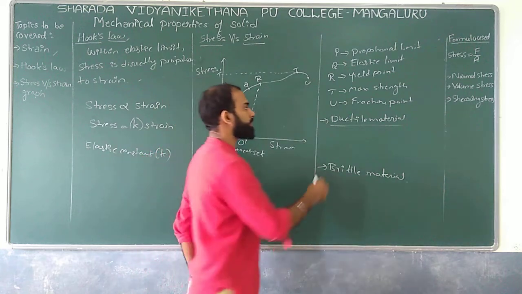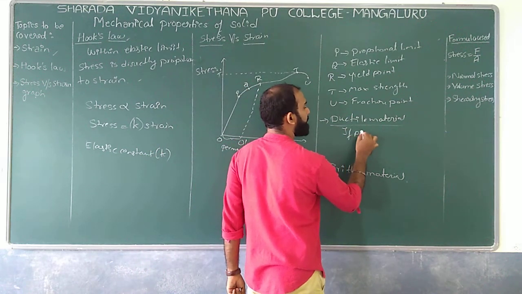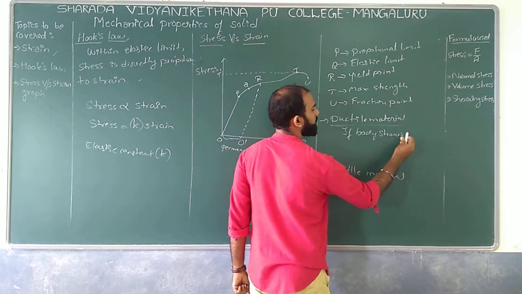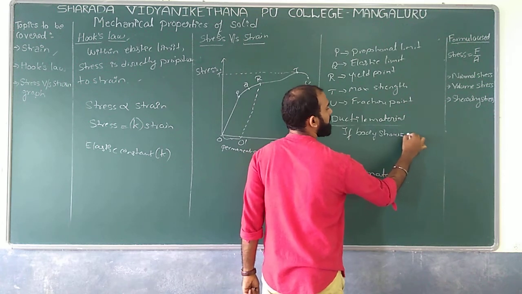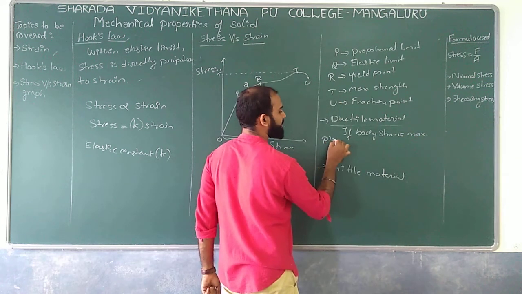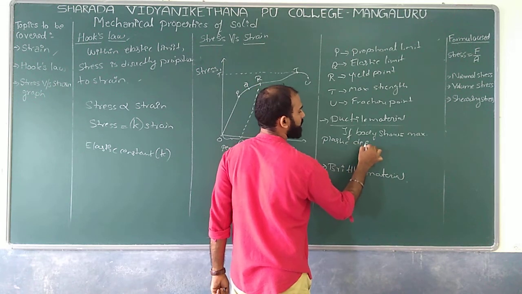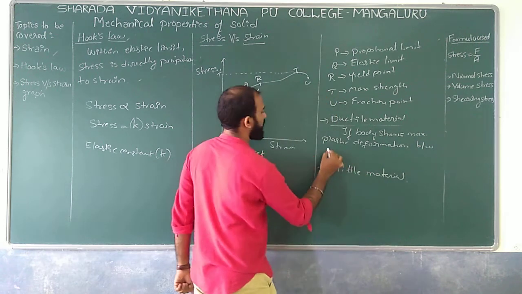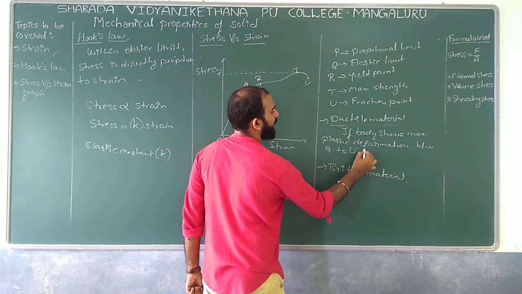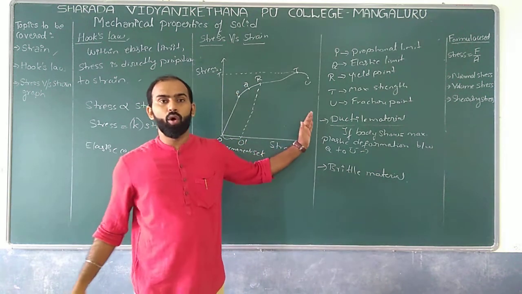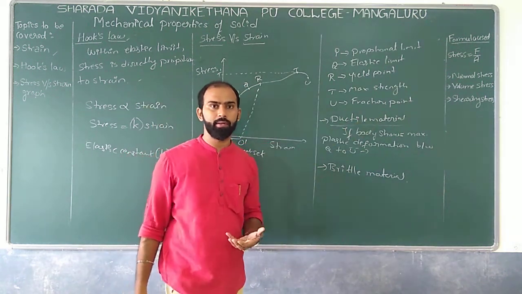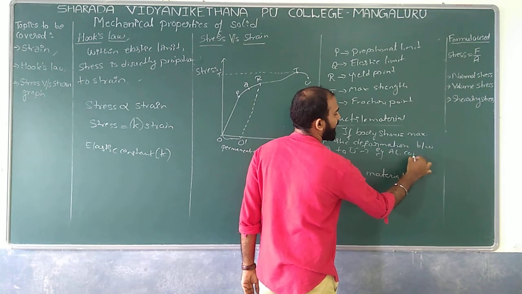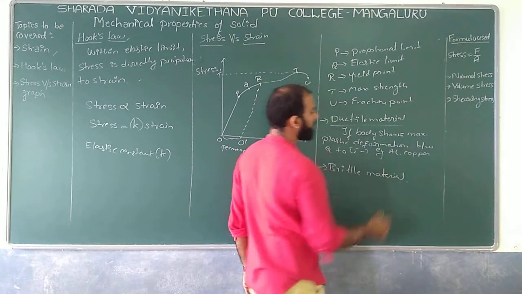Ductile material. In the sense, if a particle or a body shows maximum plastic deformation between Q to U, I can call it as ductile material. Which example can I give over here? I can give examples like aluminium, I can give copper. So these are the examples I can give over here.